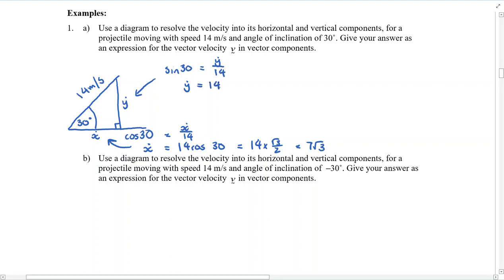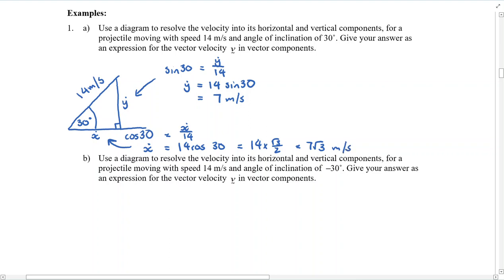Times the 14 across the other side, so it'll be 14 times sine 30. So the exact value of sine 30 is, what did you say, sorry? From the triangles, it's a half. So it's 14 times a half, which I'm going to write here because I'm running out of room. It will be 7. And these are actually meters per second. They're velocities.